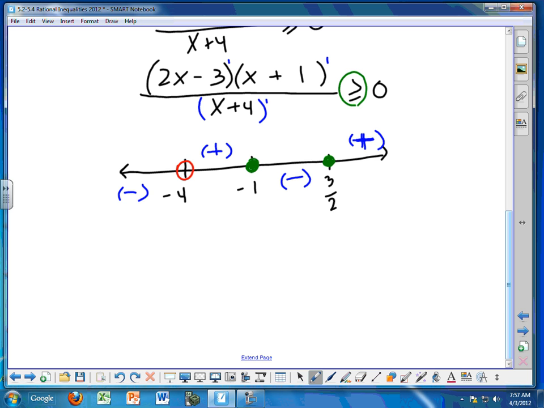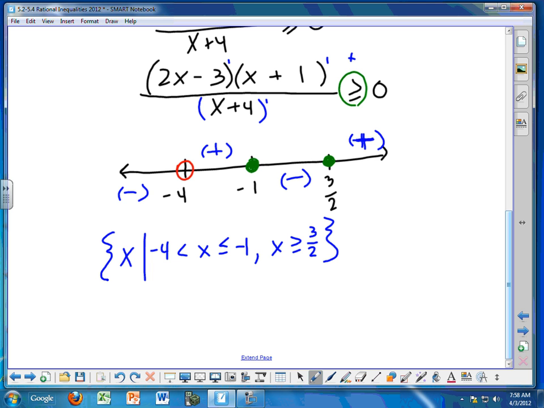So finally, if we write this in set notation, x such that, we're looking for where it's greater than or equal to 0, so positive areas. This would look like x is going to be greater than -4, less than or equal to -1, and the second place would be greater than or equal to 3/2. I believe that is the correct answer there.